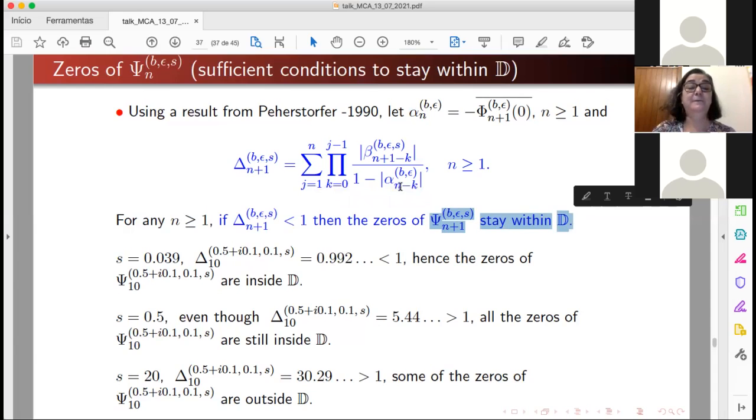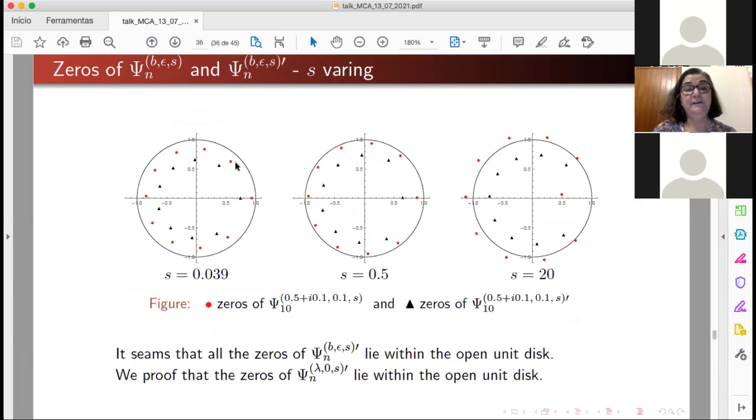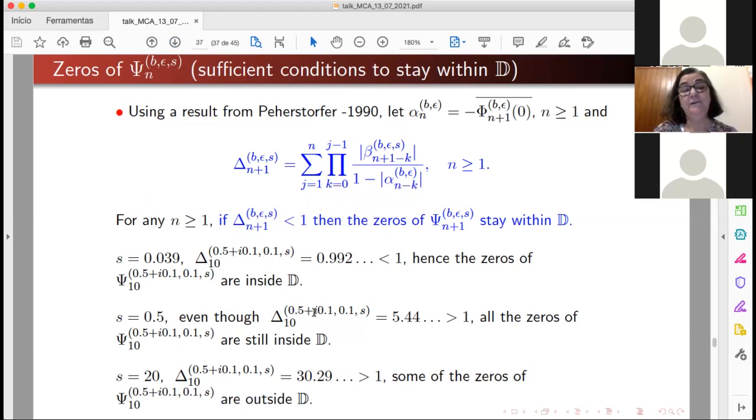and if this quantity is less than 1, we guarantee that all zeros are inside the unit circle. So if we come back to the figures here, for this S, the delta is less than 1, so all are inside. Here we have a delta that is greater than 1, but we have all zeros inside. And in this case, when S equals a half, the value of delta is greater than 1, but we have all zeros inside. So we think that we can improve the sufficient conditions.